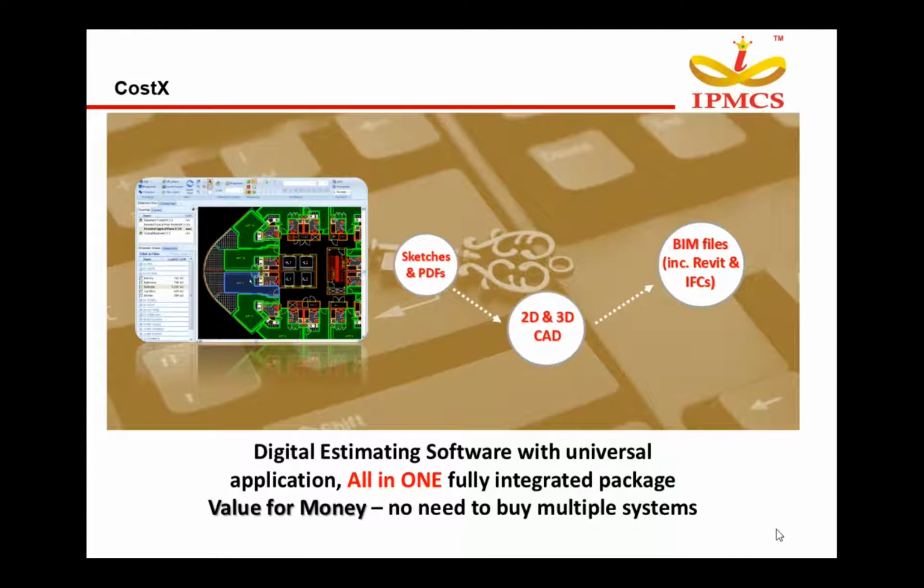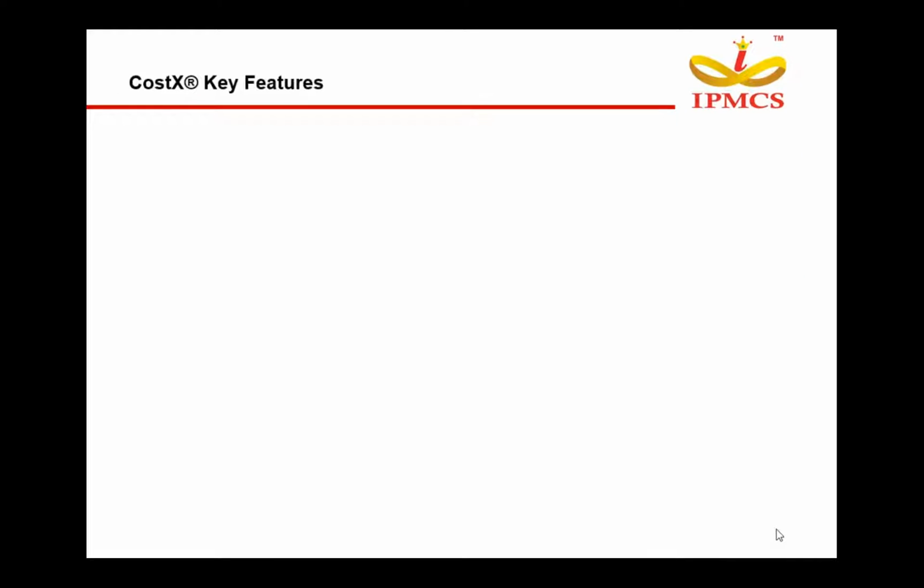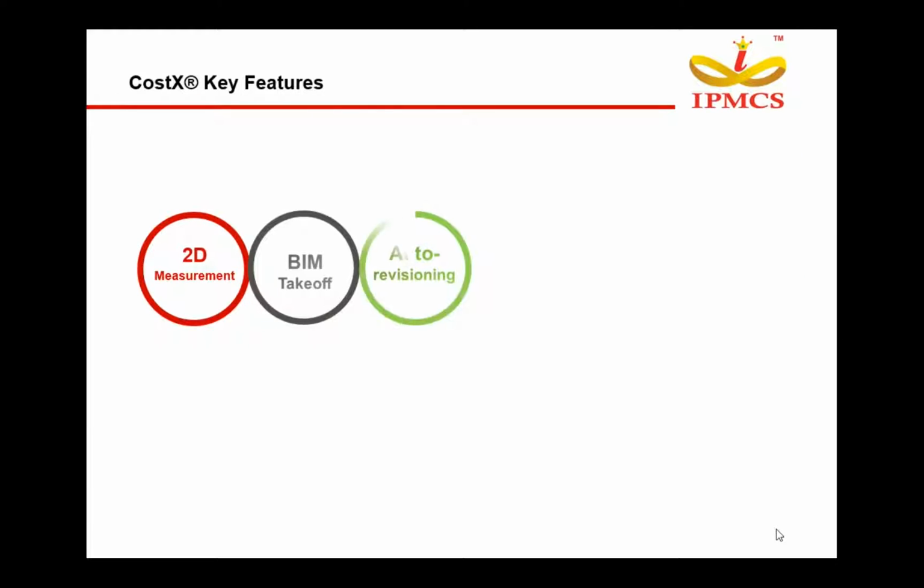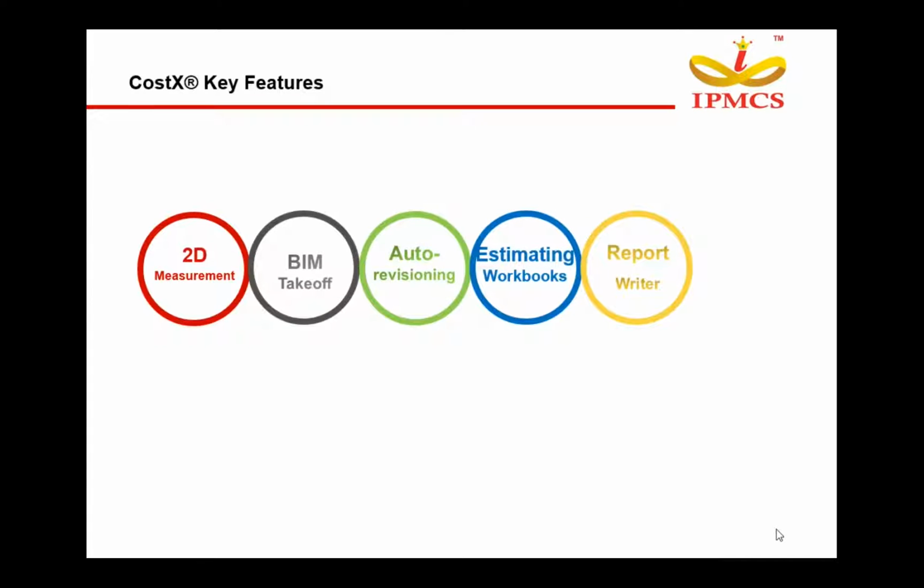CostX is a 2D and 3D BIM digital estimation software with universal application. We call it an all-in-one single integrated platform. CostX supports 2D drawing file types like AutoCAD drawings, PDF, and image files like JPEG and PNG. It also supports 3D BIM models in the format of IFC and DWF, which includes Revit, ArchiCAD, Tekla, MicroStation, SketchUp. Key features of CostX are 2D measurement, BIM takeoff, auto revisioning, estimating workbooks, and report writer.